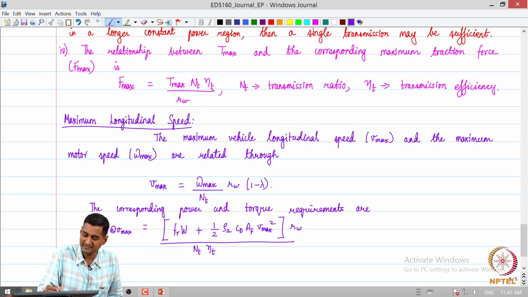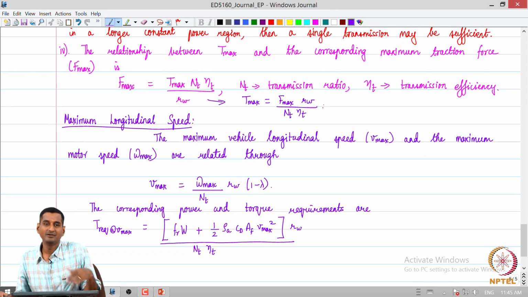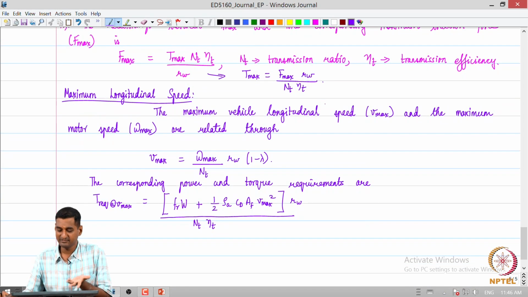We just got it from here. Essentially, from this equation we can see that T max is going to be equal to F max times R W divided by N T eta T, that is it. So, what we did was substitute for F max. While going at maximum speed, rolling resistance and aerodynamic drag are the forces that we need to overcome. So, that is going to be the rating of the motor.